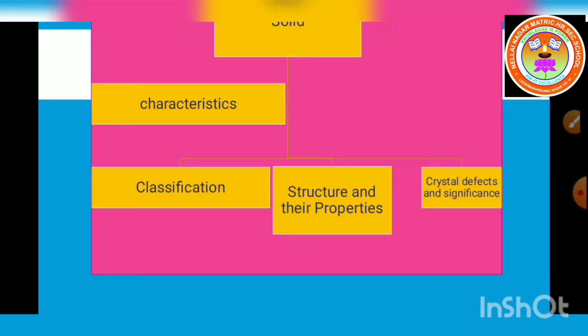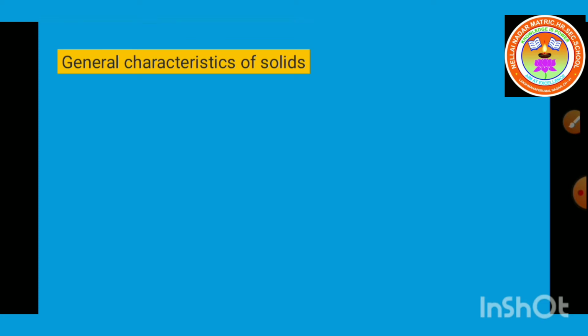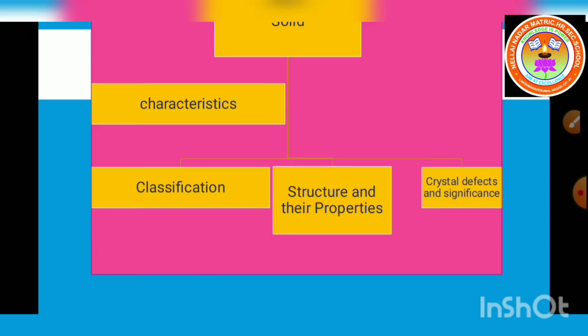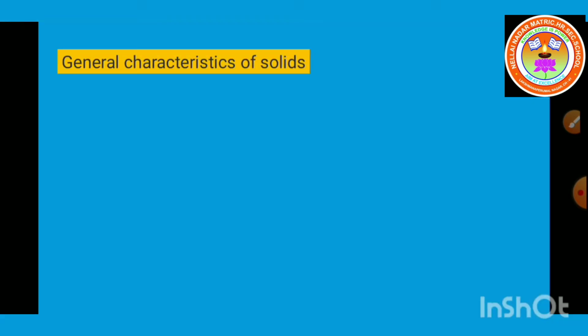Okay, let's start the lesson. In this lesson, you are going to learn about solids. One is characteristics of solids, another is classification of solids, and the third is structure and properties of solids. Last is crystal defects and their significance. The first one is general characteristics of solids.